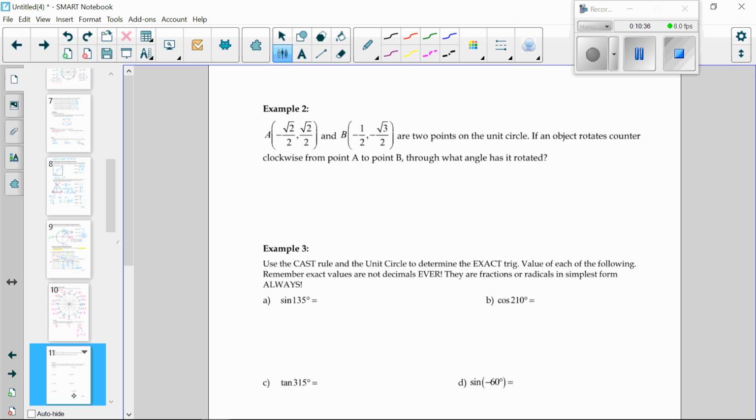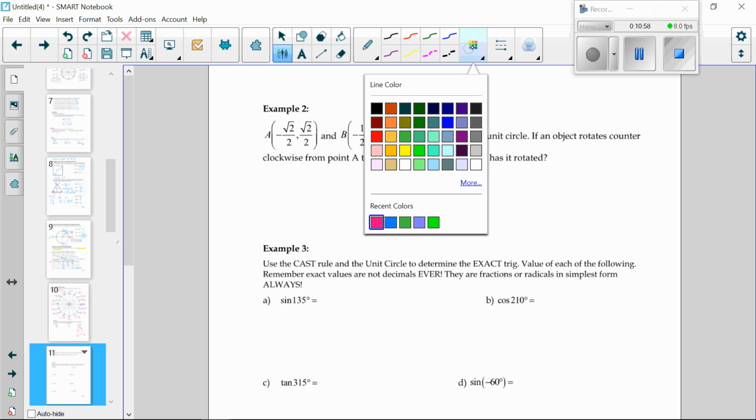Okay, point A is at negative root 2 over 2 and root 2 over 2, and point B is negative 1 over 2 and negative root 3 over 2. They are 2 points on the unit circle. If an object rotates counterclockwise from point A to point B, through what angle has it rotated? Okay, so let's go back to our unit circle.